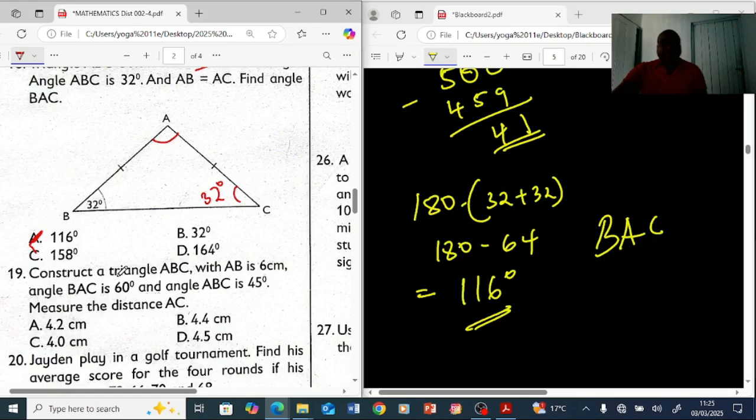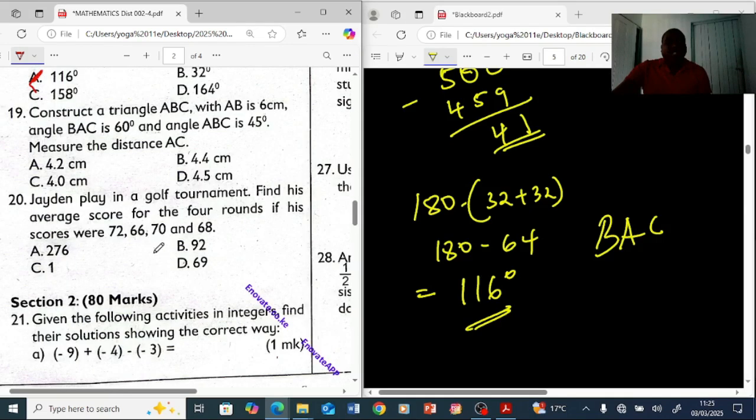Number 19. Construct a triangle. I don't have things to construct with, so you will try that. You can try and construct with that. Number 20. Jaden played a golf tournament. Find his average score for the 4 rounds given his scores.